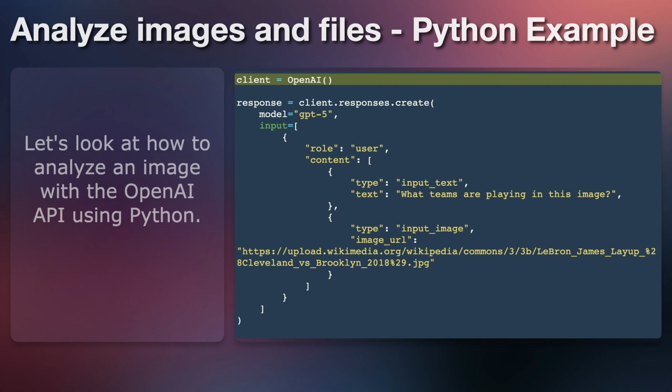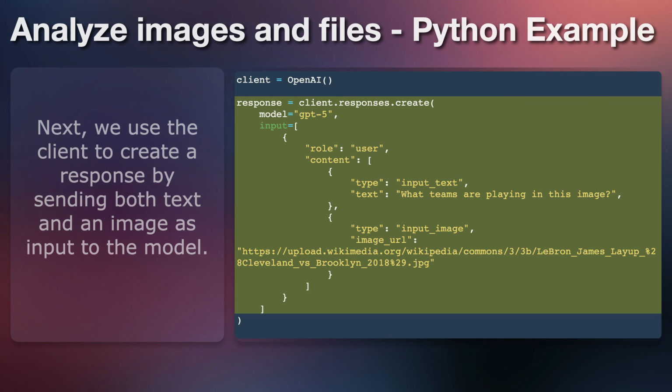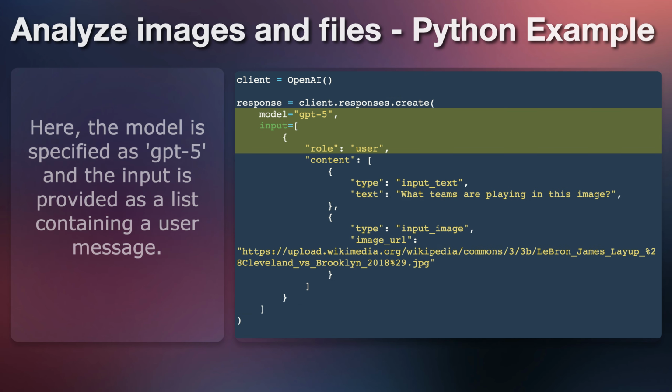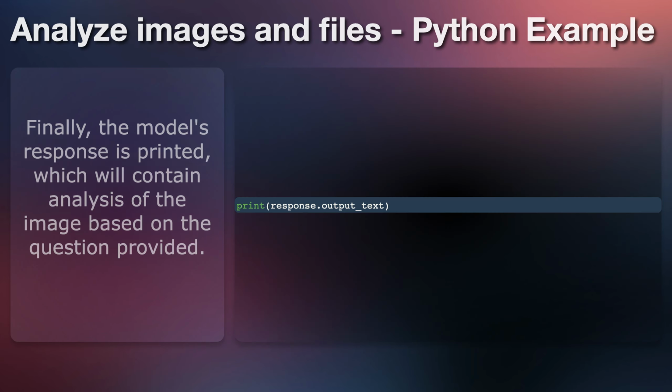Let's look at how to analyze an image with the OpenAI API using Python. First, we import the OpenAI library and create a client instance. Next, we use the client to create a response by sending both text and an image as input to the model. Here, the model is specified as GPT-5, and the input is provided as a list containing a user message. In the content array, we include a text question for the model, as well as an image URL. Finally, the model's response is printed, which will contain analysis of the image based on the question provided.